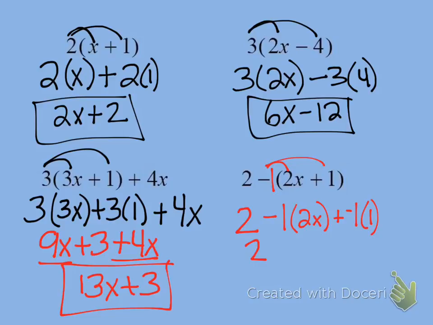So I have 2 minus 2x. And then I'm going to have a plus negative 1. Plus negative 1 is the same thing as minus 1. Now I have some like terms. The 2 and the negative 1. What is 2 minus 1? 1. So I have 1 minus 2x. So that's just a little bit of a review from chapter 1. Any questions? All right.